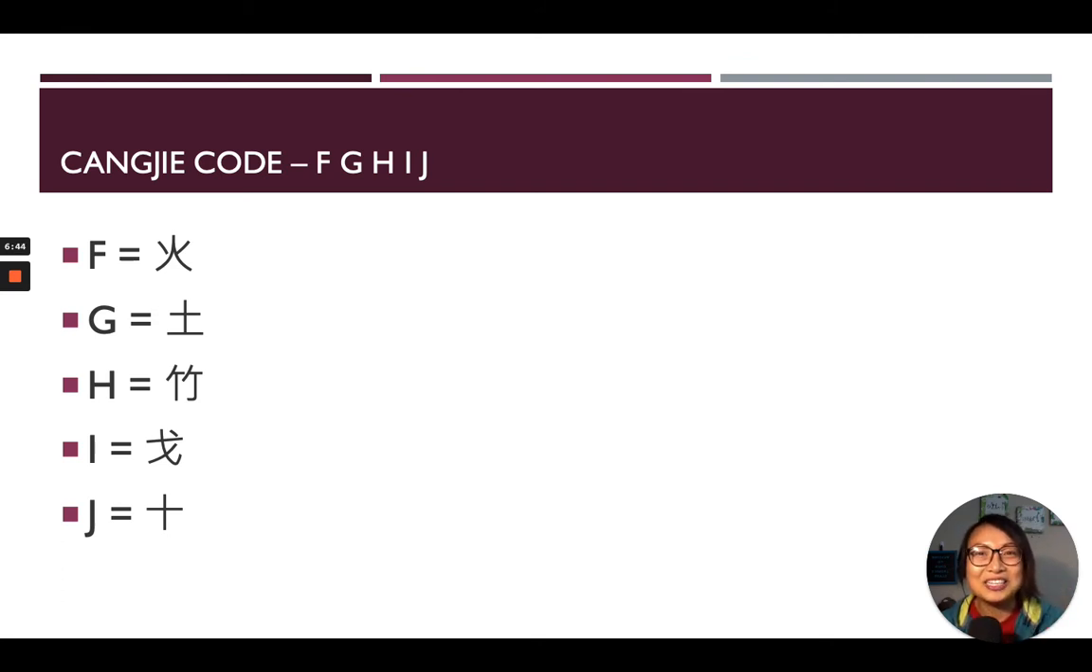So how can we memorize them? For F, which is fire, I guess it's a little easier because fire starts with the F. So F will stand for any parts that look like the fire in Chinese. The next one is the G, which is tou. When I'm thinking about tou, well, it's the ground, right? And there is the mud or the soil. And well, let's think about the tou, the ground, the G to represent it.